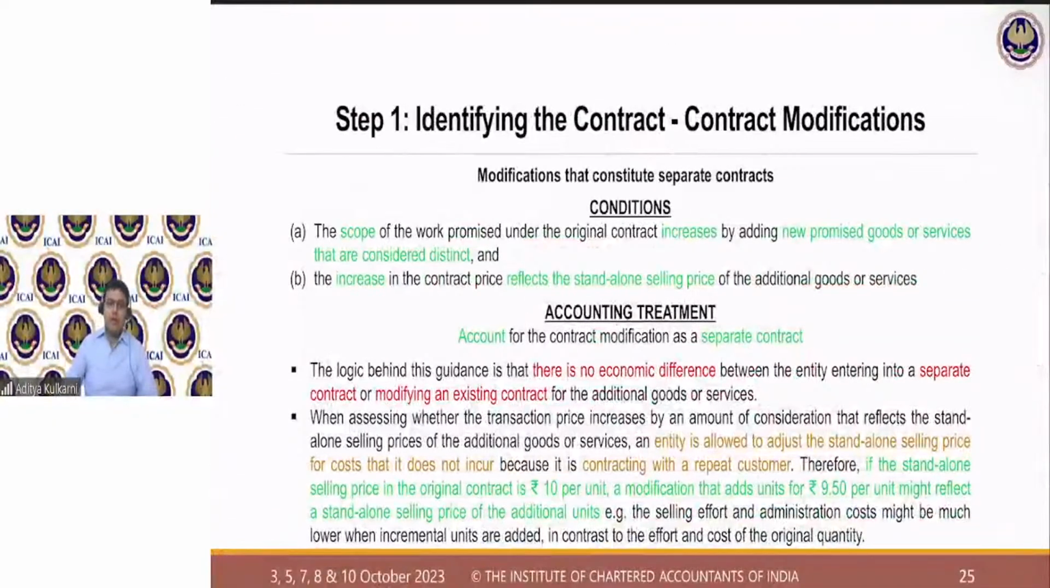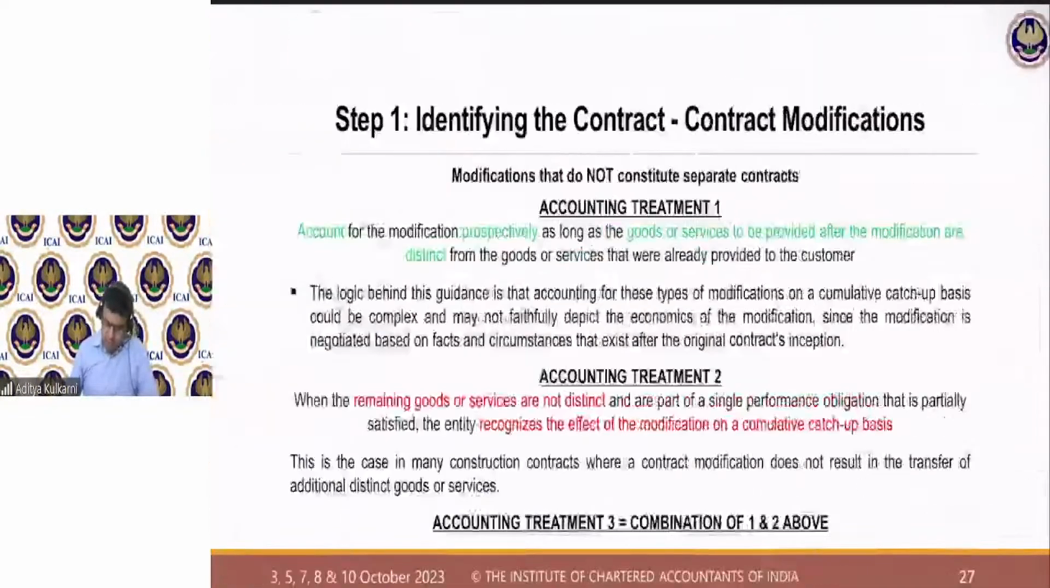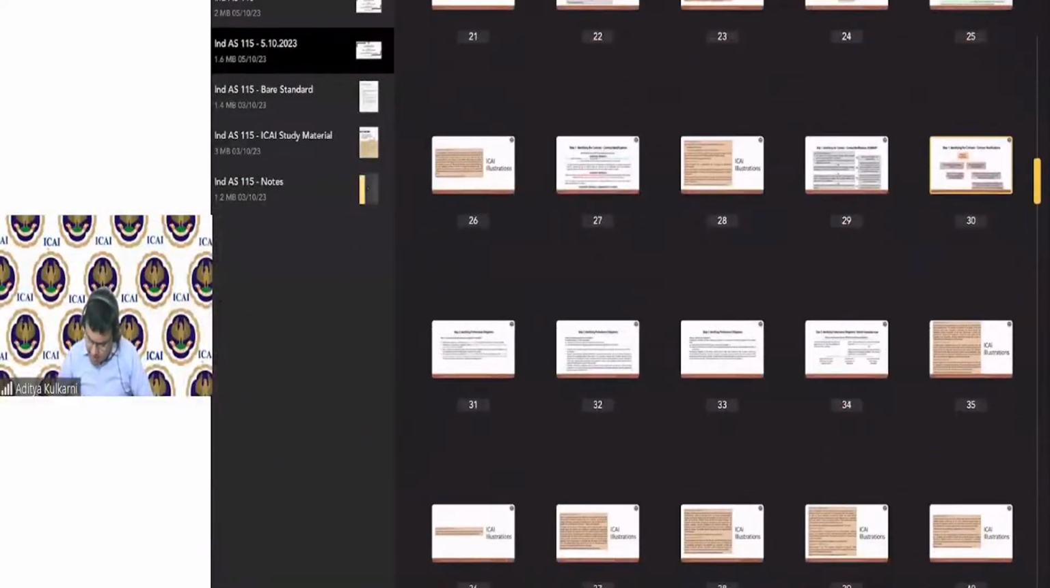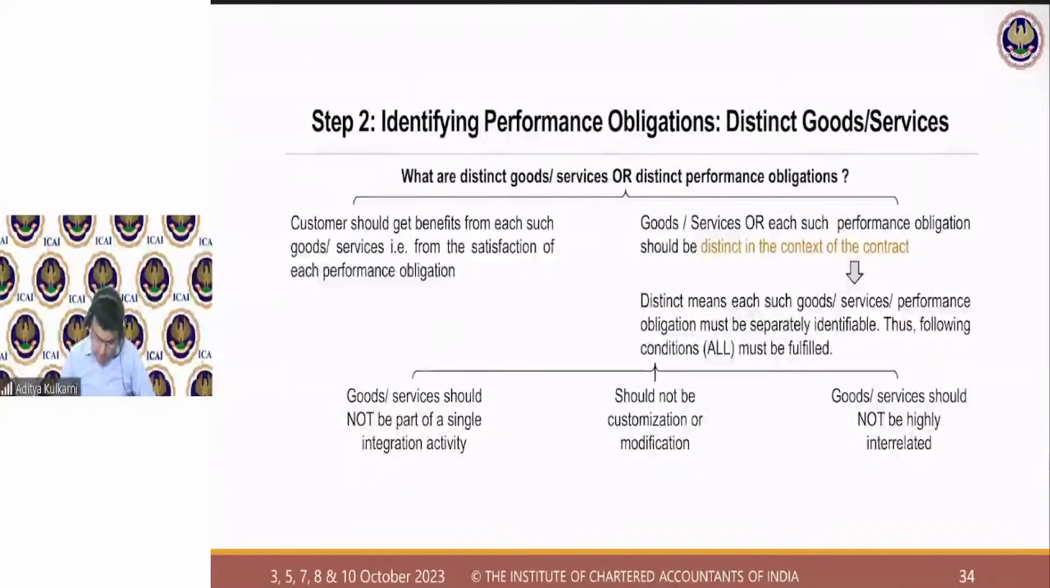But now the question that arises is, how do we do the accounting? How do we do the accounting? For this purpose, I will be taking you to step number 2 to discuss a very important concept, known as distinct goods or services. We will discuss this in step number 2. The discussion and understanding of distinct goods or services is very important for contract modification. So I take you through this, then we go back to contract modification.